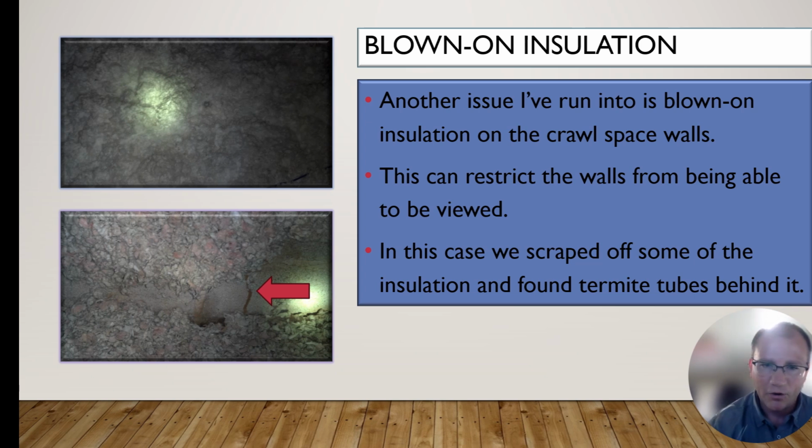On this particular home, we actually scraped a gap at the bottom of the walls, and we found a subterranean termite tube. So once again, anything that restricts your inspections, you're going to have to figure out. You may want to ask customers permission like we did on this one, but we told them we really can't do an inspection without doing this, and the whole wall shouldn't have been covered. So once again, blown on insulation like this is a big problem and needs to be removed enough that you can do an inspection.